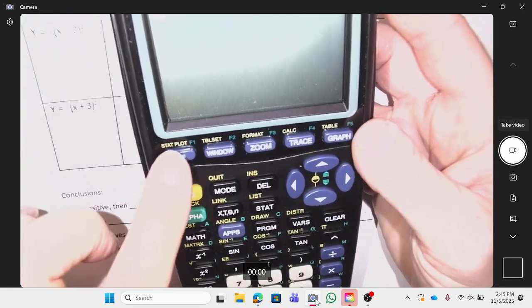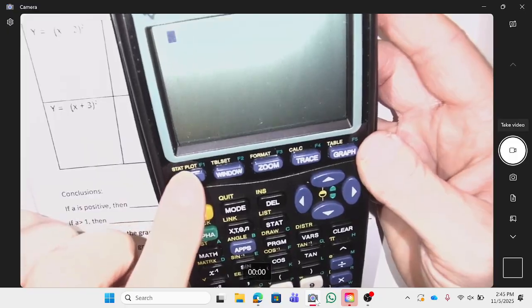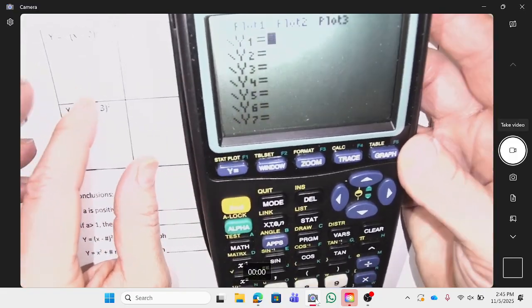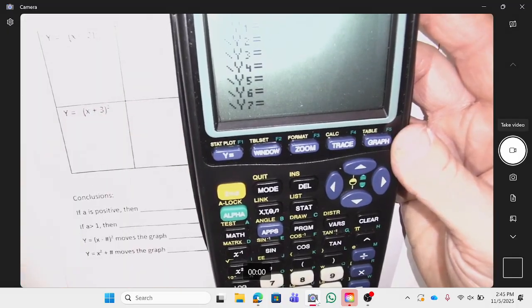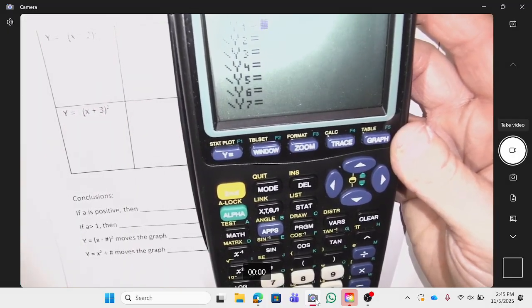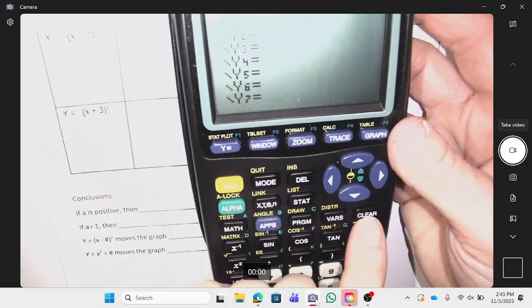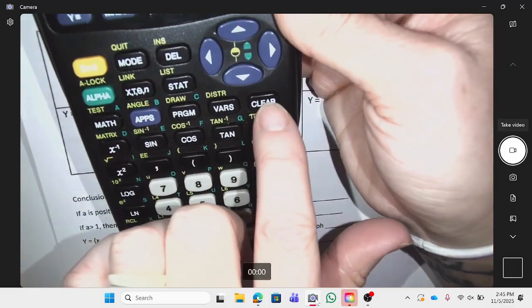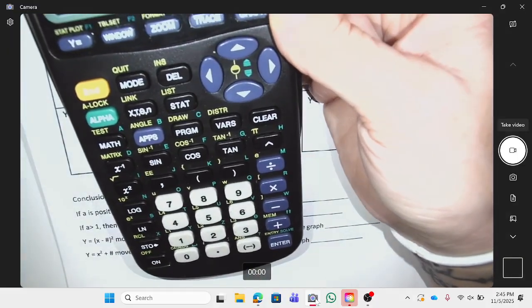Okay, so now I want you to go to the button called Y equals. Y equals. I'm not sure if anybody has stuff in there, this button is called clear. It will get rid of anything if you have stuff in there.